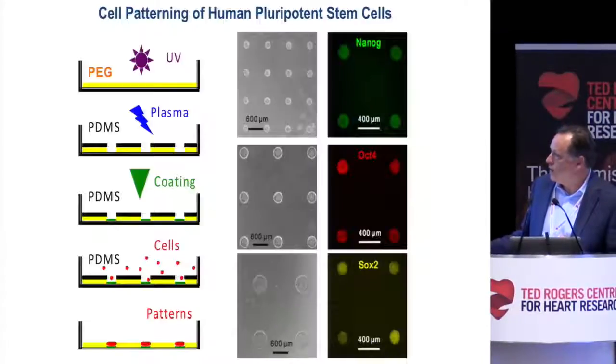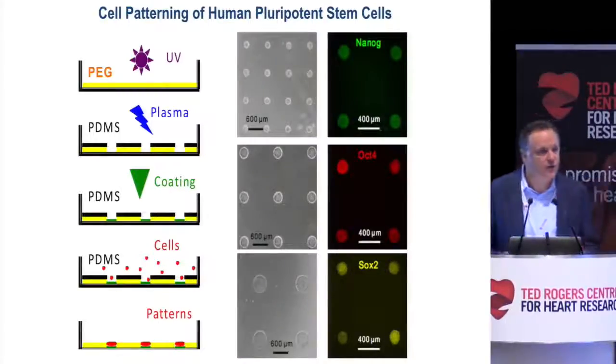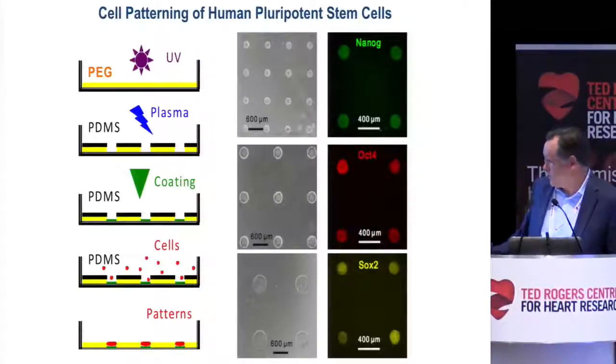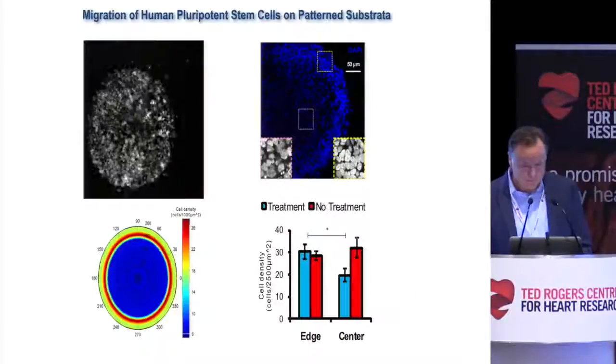We then use ionic charged gas, so that's not blood plasma, but basically oxygen plasma. It etches away through this mask, and this mask basically just leaves holes where proteins and then cells can be deposited. Very simple process. We developed this about 15 years ago. So all of these cells express pluripotency markers.